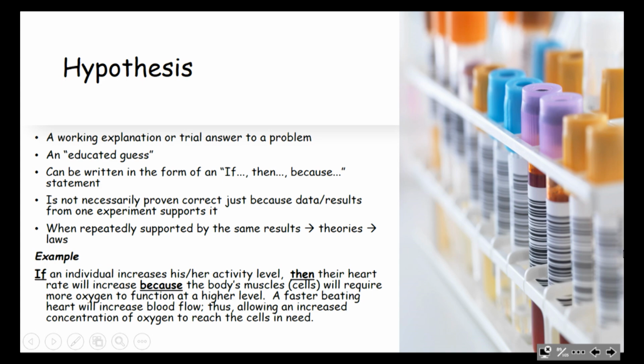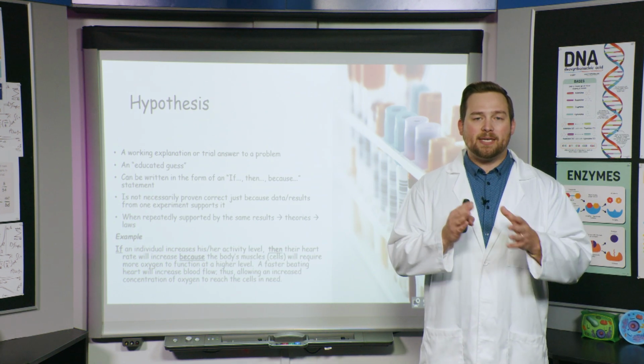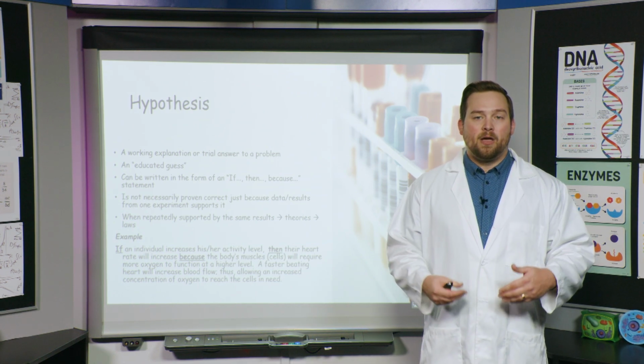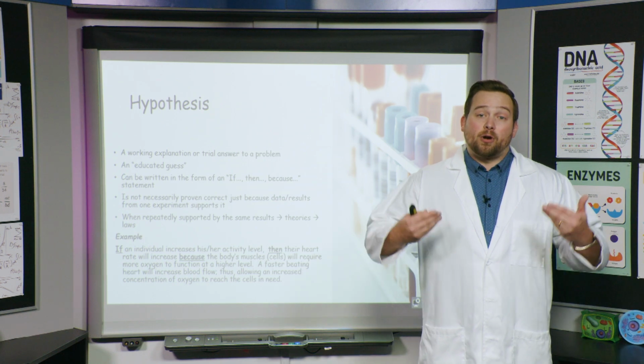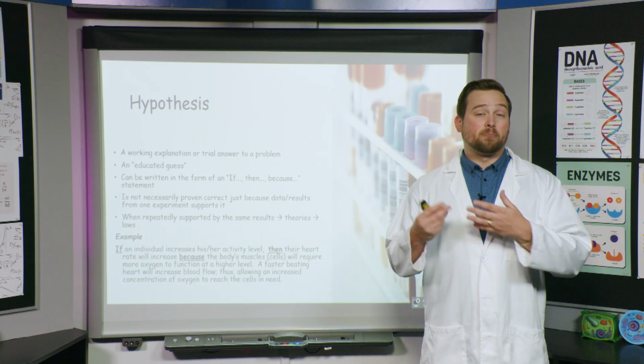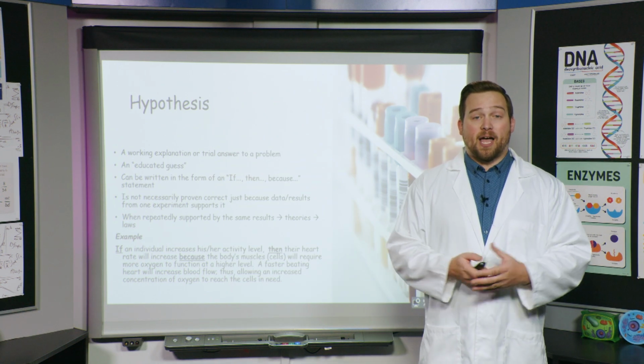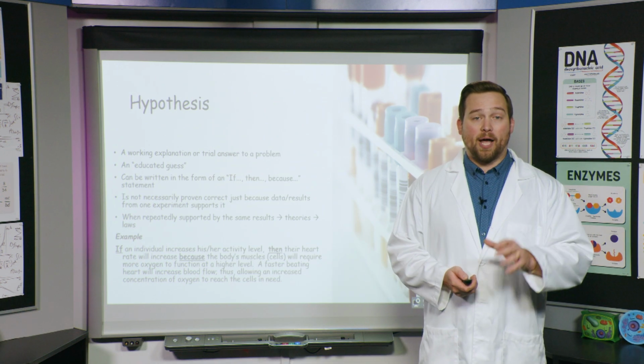A faster beating heart will increase blood flow, thus allowing an increased concentration of oxygen to reach the cells in need. So we see those three words. If, then, because. This is a testable way to write that hypothesis. We're making claims that we can test. We're saying if somebody works out, their heart rate is going to elevate. I can think of a lot of different ways that we could prove that to be either false or correct based off the different kind of tests that we're going to do. But we're not quite there yet.